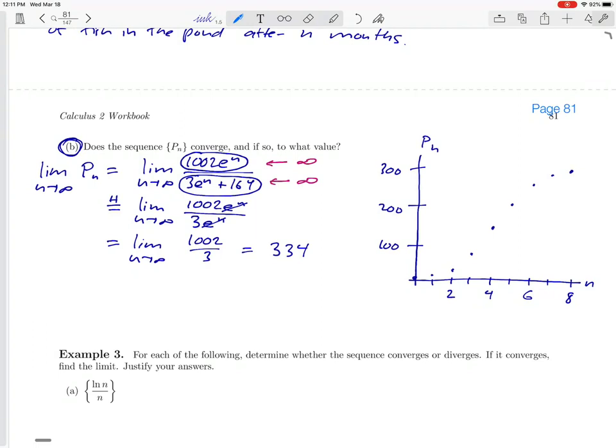So what we have just proven is that this sequence actually does approach a finite number. You can think of 334 as the population of fish in the lake that we approach as time goes on. Just to summarize this, we could say that the sequence converges to 334, which is just a way of saying that our fish population approaches 334 in the long run.